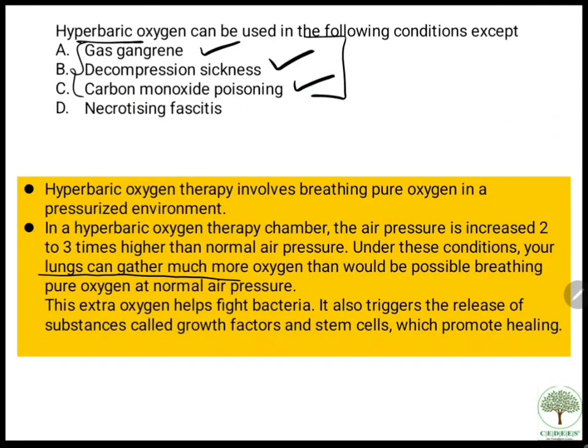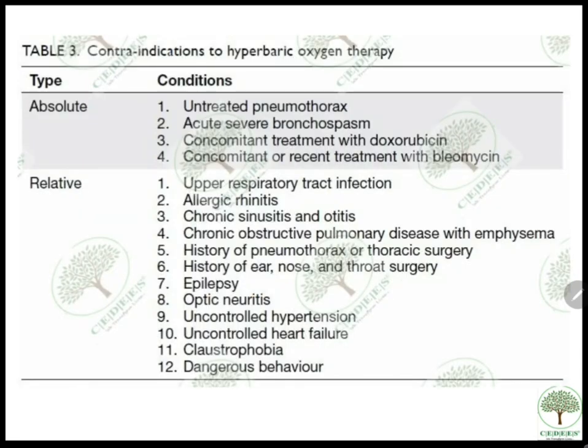So we can eliminate option D, that is necrotizing fasciitis. It can be used in that as well, but not as effective as it would be in the first 3. So that would be the answer. We can eliminate D and we can put that as the right option.